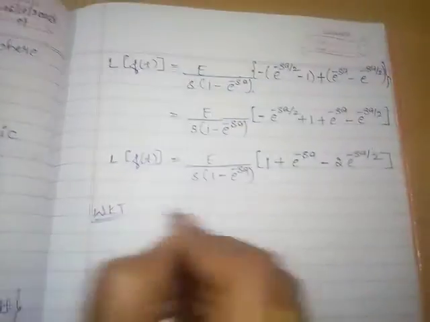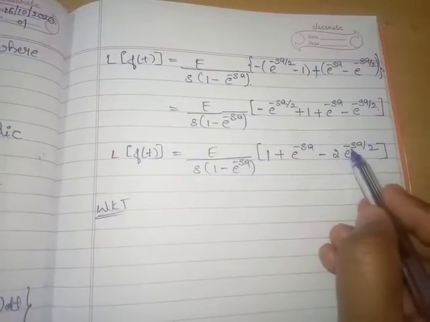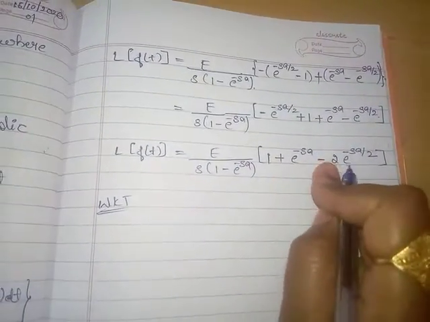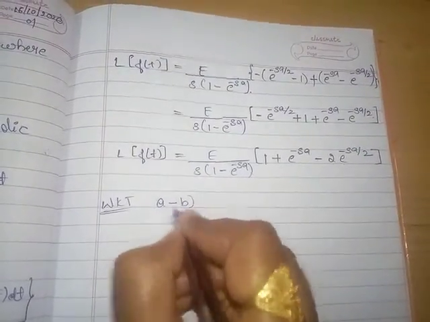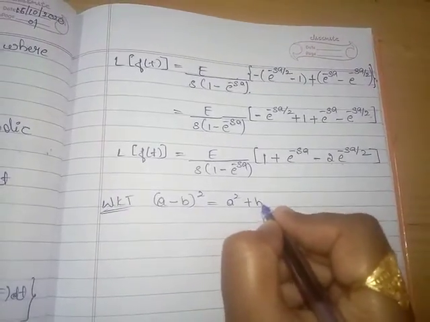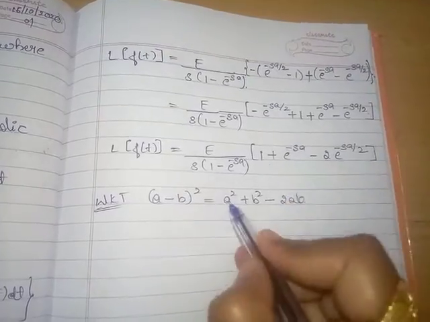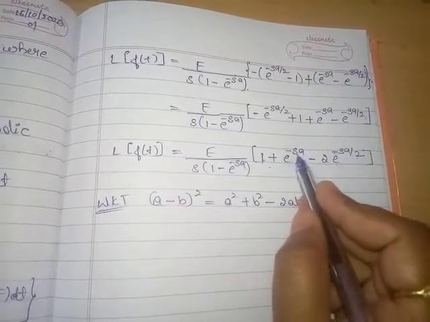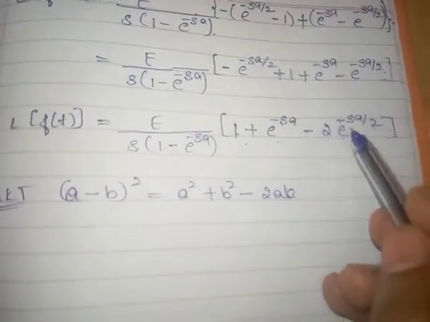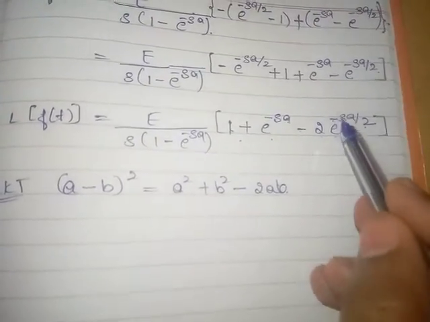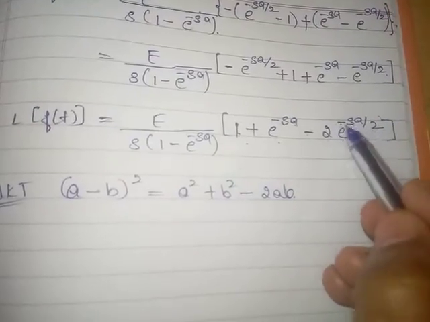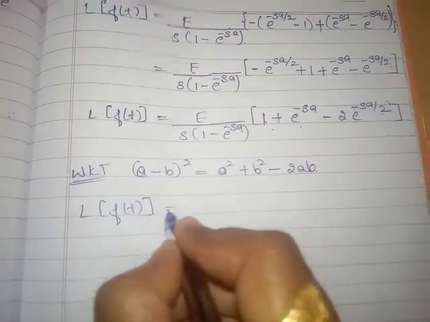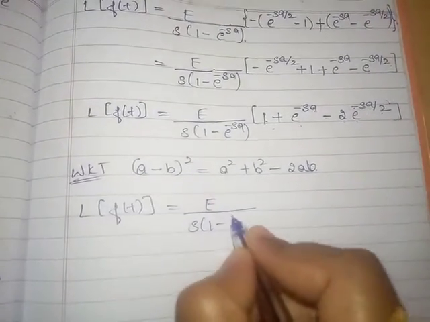We know that 1 plus e raised to minus sa minus 2 e raised to minus sa by 2 has the form of a square plus b square minus 2ab, that is, a minus b whole square is equal to a square plus b square minus 2ab. Here our a value is 1, b value is e raised to minus sa by 2, because b square should be e raised to minus sa; b itself is e raised to minus sa by 2, and 2 into 2 cancels, remaining only minus s into a. So we have to apply this result here. Laplace transform of f of t is equal to E divided by s into 1 minus e raised to minus s into a.